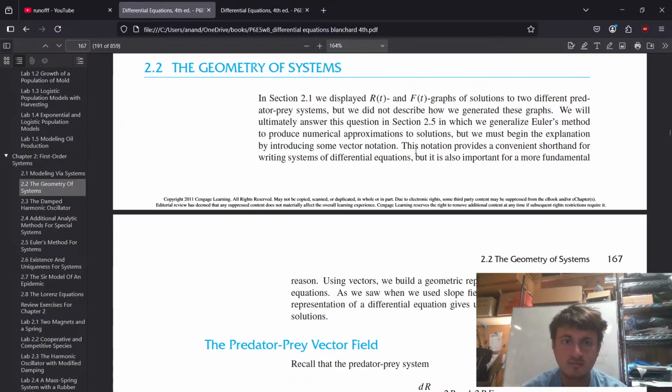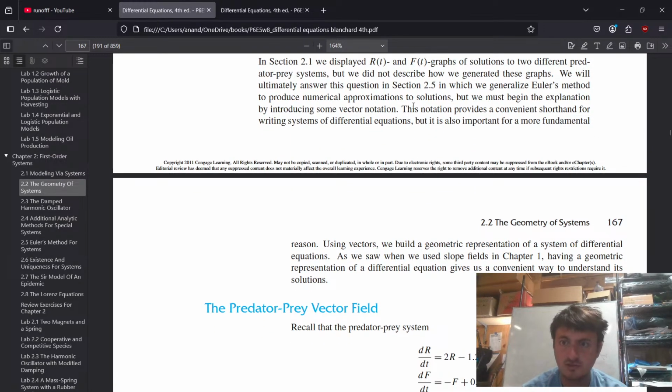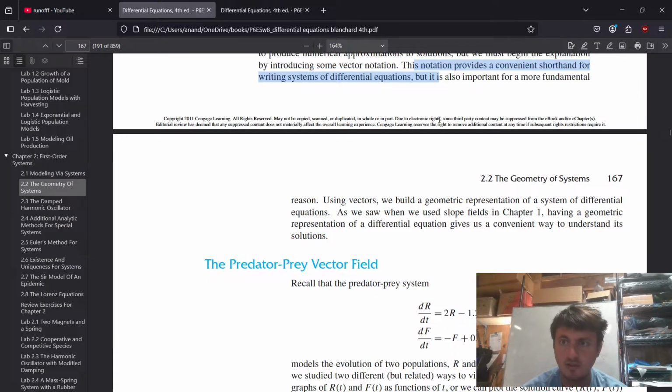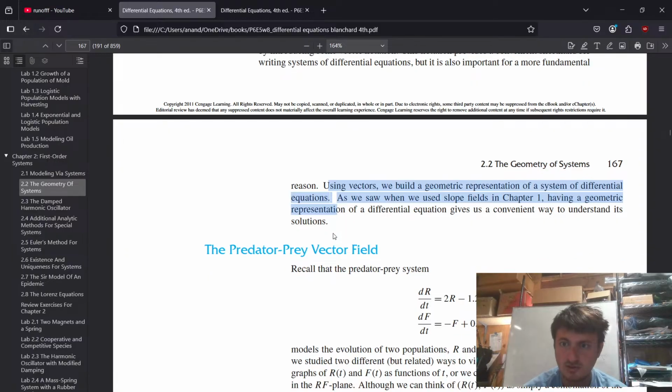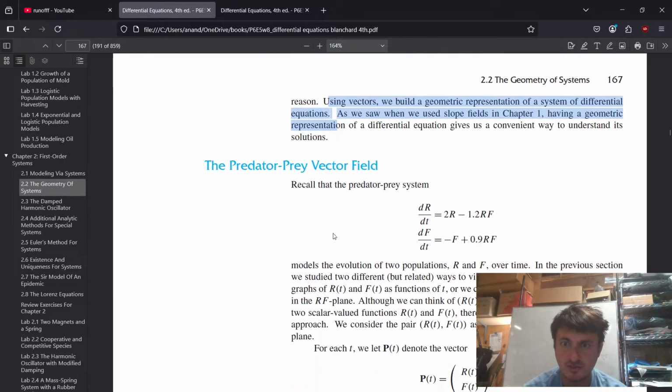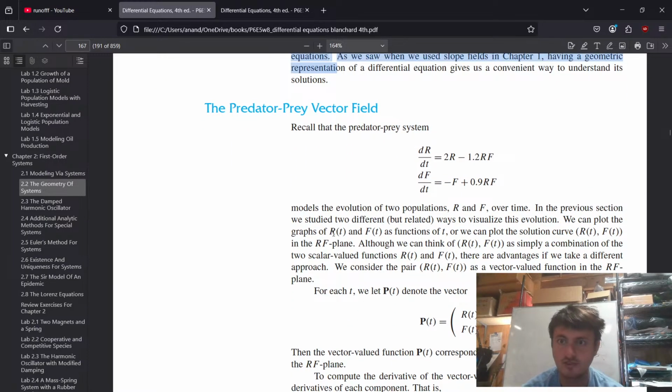We must begin the explanation by introducing some vector notation. This notation provides a convenient shorthand for writing systems of differential equations, but it's important for a more fundamental reason. Using vectors, we build a geometric representation of a system of differential equations. As we saw when we used the slope fields in Chapter 1, having a geometric representation of a differential equation gives us a convenient way to understand its solutions.